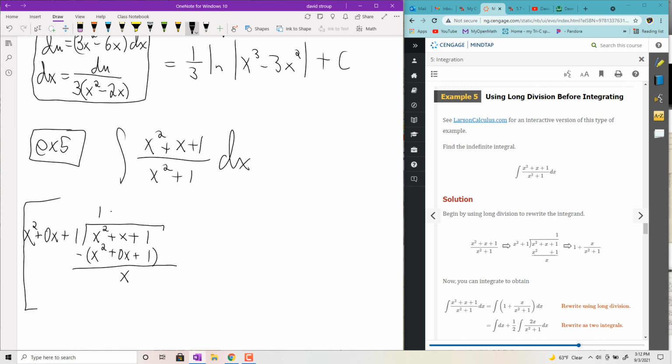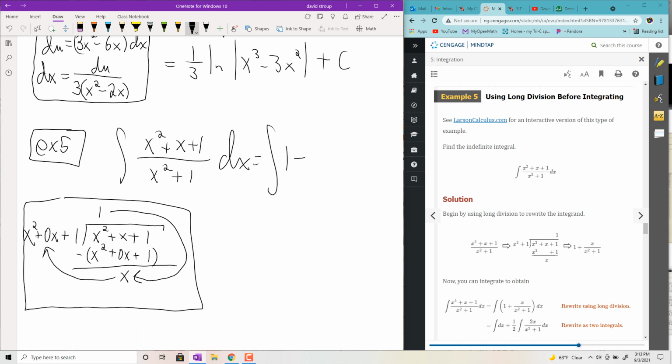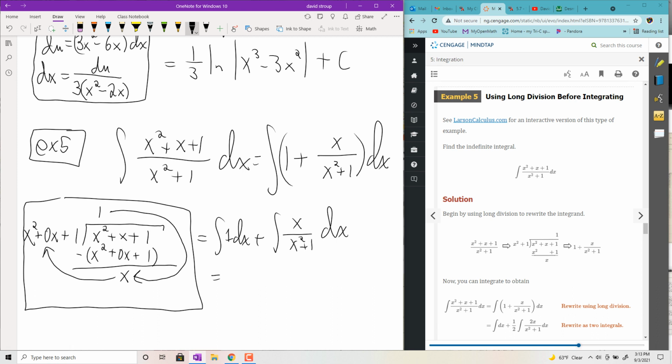Rewriting it then always takes this kind of clockwise rotation. It'll be 1 plus this thing all over this thing. So then I could rewrite my integral as 1 plus x all over x squared plus 1 dx. Then you could integrate, since the integral of the sum is equal to the sum of the integrals. So the first, you have the integral of 1 dx plus the integral of x over x squared plus 1 dx. The integral of 1 is just x.